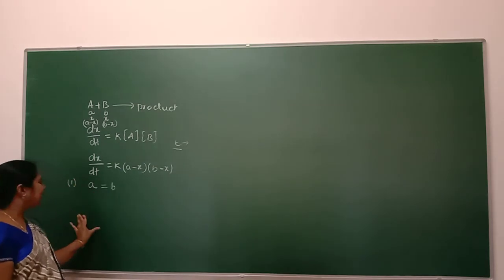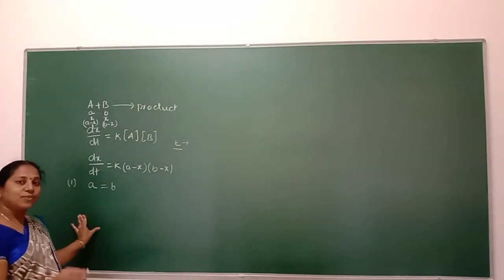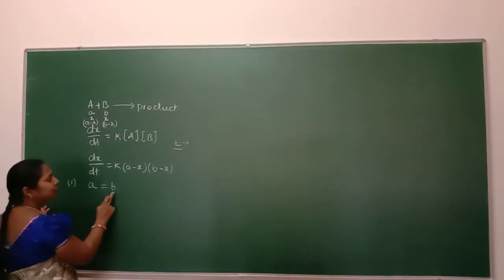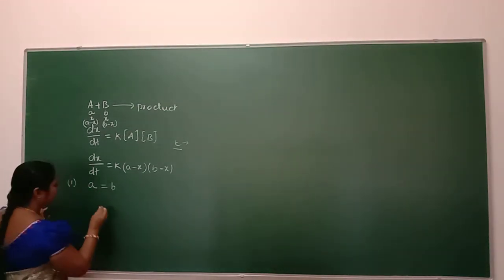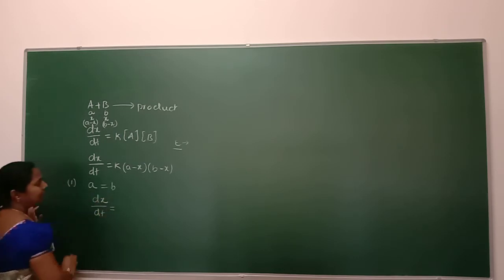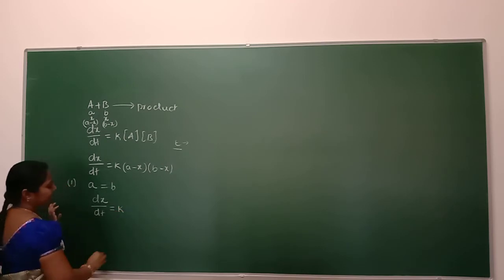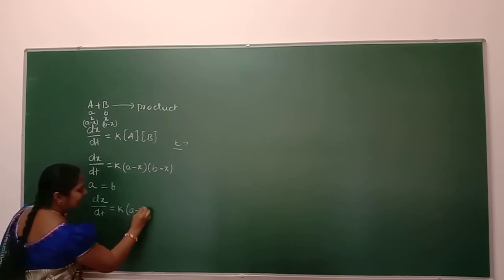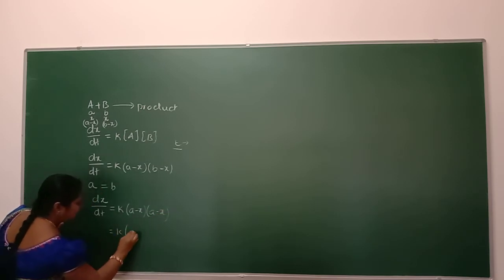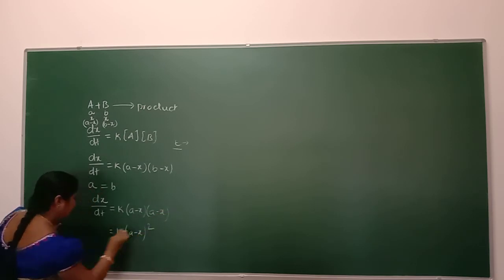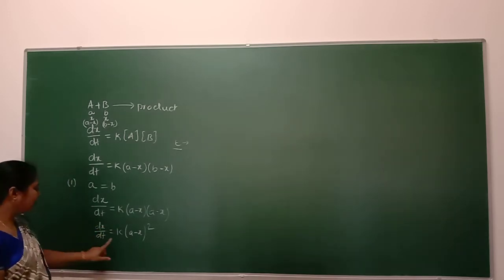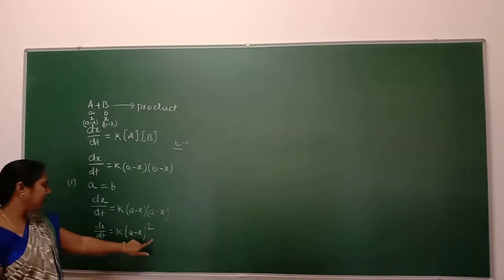By using this case, we are going to derive the integral form of rate expression for a second order reaction. If a is equal to b, then the above expression can be written as dx by dt is equal to k into a minus x into a minus x, which is equal to k into a minus x whole square. So dx by dt is equal to k into a minus x whole square.